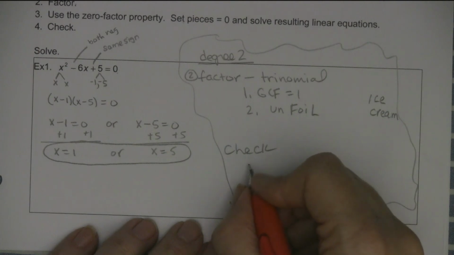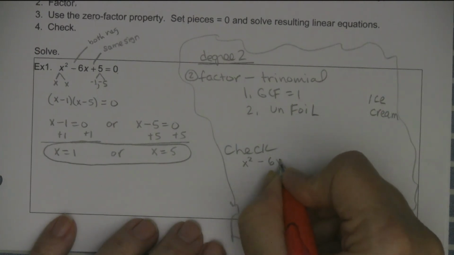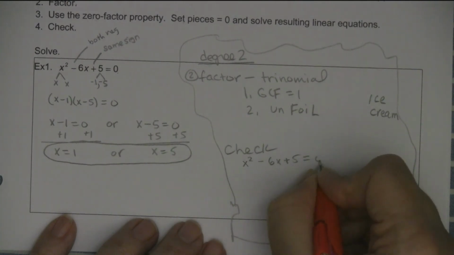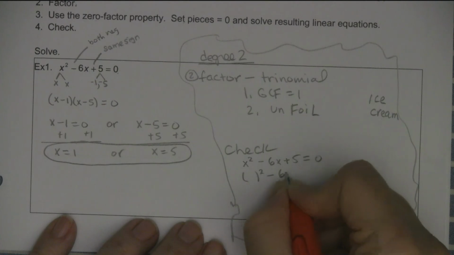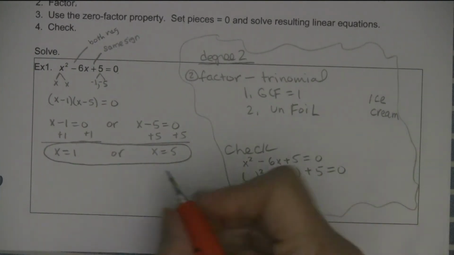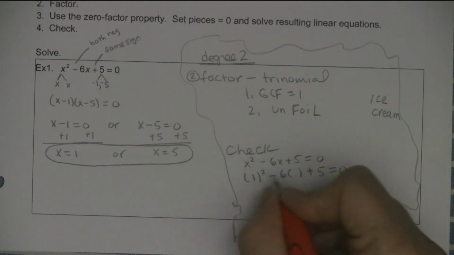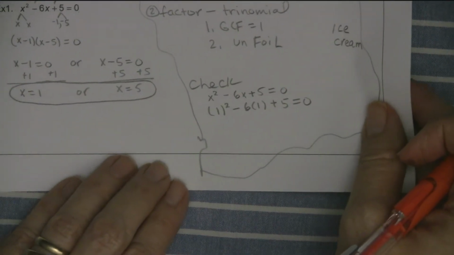So when you check in the original equation, x squared minus 6x plus 5 equals 0, I'm going to replace in here. And you check them one at a time. So I'm going to check 1 and see if it works. So I replaced in 1, x is 1. And you could use your calculator if you like.